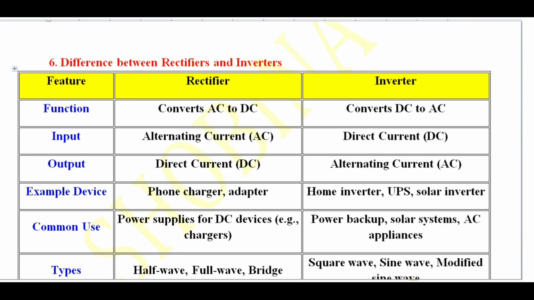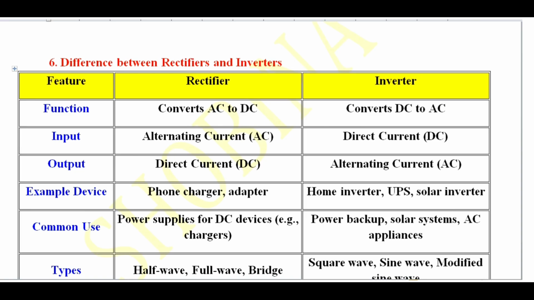Now imagine we have a battery like in a solar panel or UPS system. Batteries give DC power, but most appliances like fan and TV need AC power. To convert DC to AC, we use an inverter. So the main function of rectifier is it changes AC to DC. It takes current from the wall and gives smooth current for devices, whereas inverter changes DC to AC. It takes battery power and makes it like a wall current.